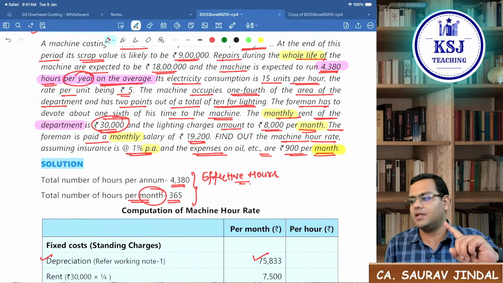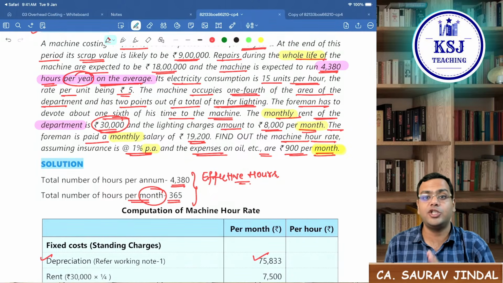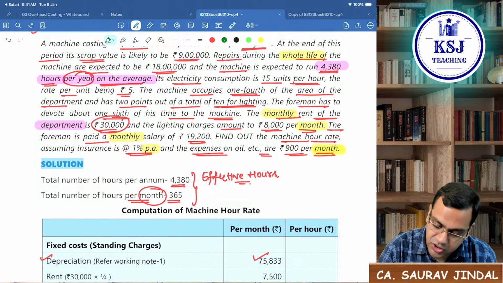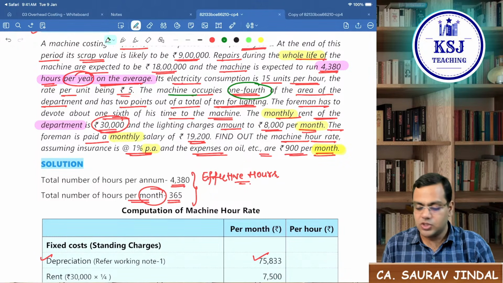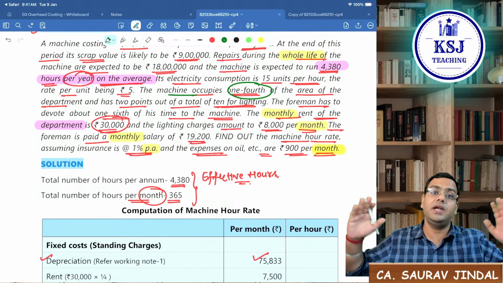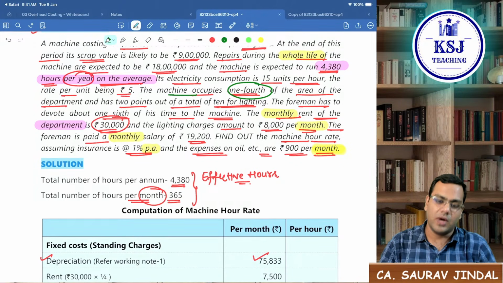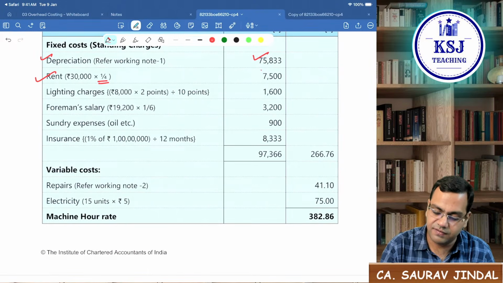Do you want the monthly rent of the whole department? No, sir. In the department, there will be other machines also. So how much of this rent should be apportioned to this particular machine? That is dependent upon this part, that the machine occupies 1/4 of the area of department. So if 30,000 is the rent for the whole department, how much of the cost is allocated to this machine? That is 1/4 of it.